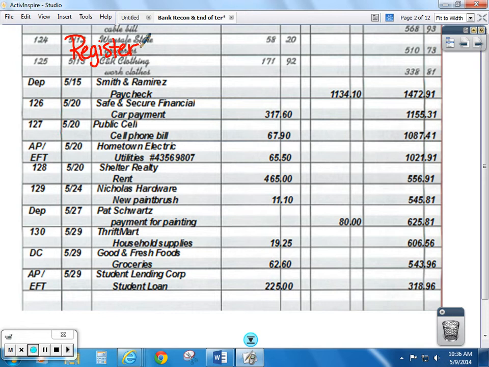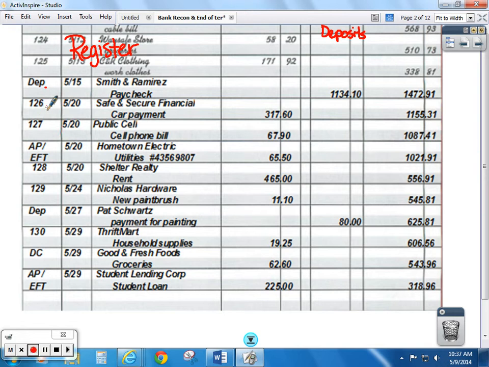As you remember, this is where we record our deposits, our dates, who it's from, what it's for, and our deposits go in this second column over here. And we keep a running balance of all of our transactions. So each time we add or subtract something, for instance our balance previously to making this deposit was $338.81, we added $1,134.10 to it to come to our new balance of $1,472.91.